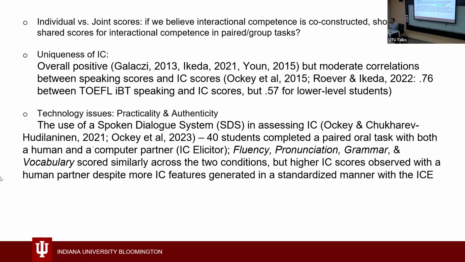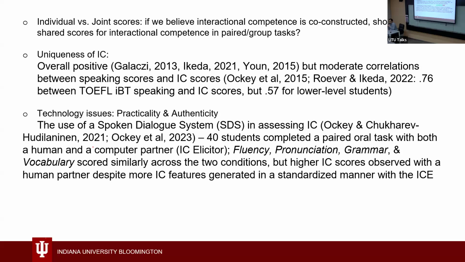Okay, and then another issue is whether we have to give a single score or a joint score, right? We know that interaction competence is co-constructed, and if that's the case, can we give an individual score? Or should we just give a joint score? This is still an open-ended question.